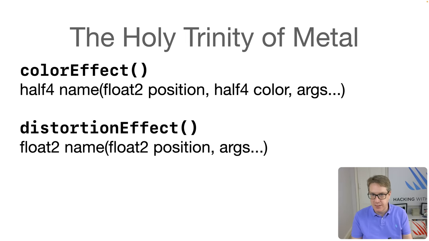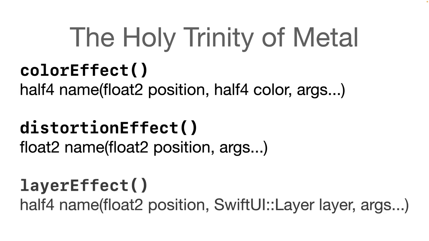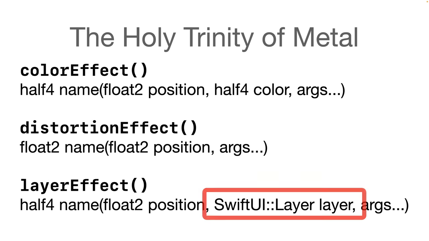You've seen distortion effects, where we're moving pixels around. We've got to return the new position for the pixel, a float2, given the current position plus our custom values. But now we're going to use a third one, the layer effect. And this thing wants to return the new color, that's fine, but it gives us access to the SwiftUI layer directly.